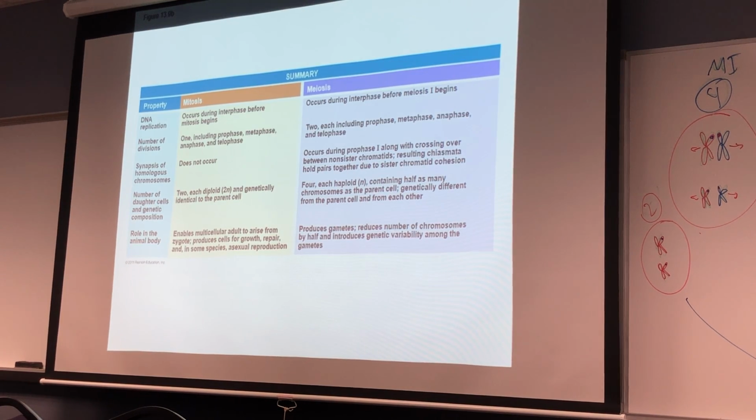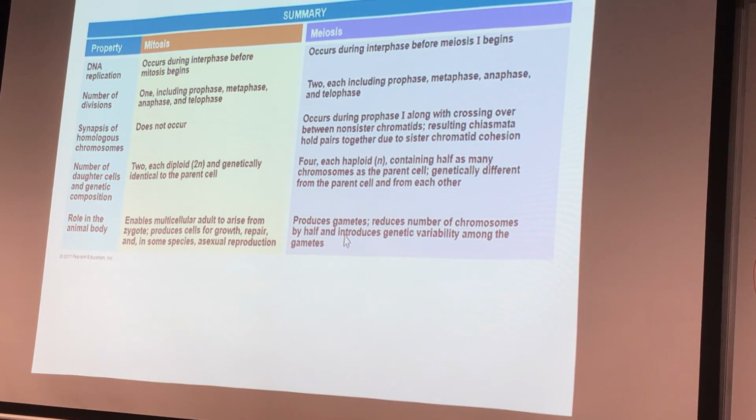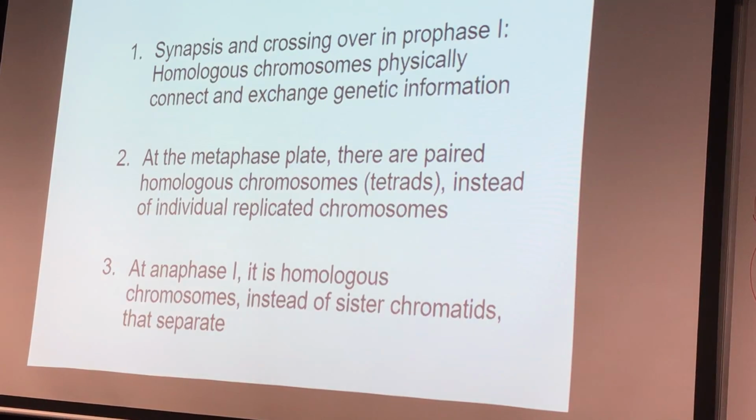Here is another summary, right? This tells you more about it and where this takes place. DNA replication, only once in both. The number of divisions, 1 and 2. Synapsis only occurs in meiosis, meiosis 1, prophase 1. Number of daughter cells, here you have 2 and identical, here you have 4 and non-identical. And the role in the animal body, for mitosis you have growth and development, tissue renewal and repair. And for meiosis you have the production of the gametes, sperm and eggs. If you know this, you are good. Okay, you know this table.